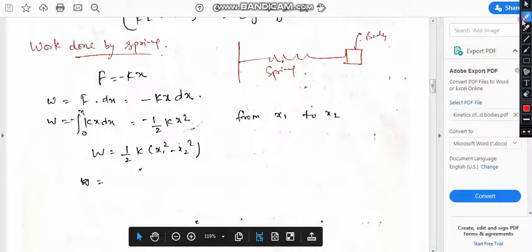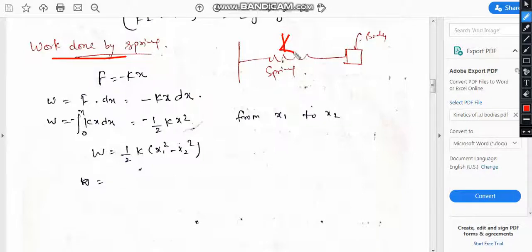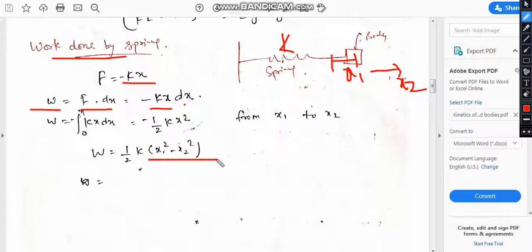The next part is work done by a spring. How can you determine the work done by the spring? If the spring constant is k and it is displaced by a distance x, then F is equal to minus kx, and the work is force into displacement, that is, minus kx into dx. If we integrate this from 0 to x, it turns out to be minus half kx square. From initial distance x1 to final x2, the total work is half k times (x1 minus x2) square.